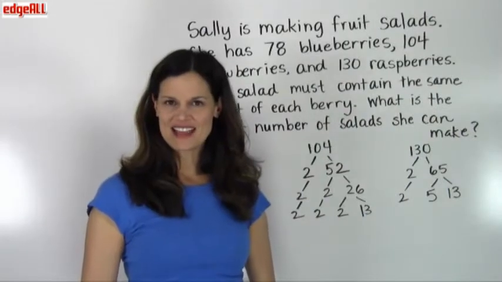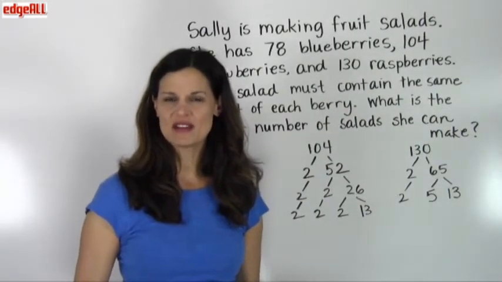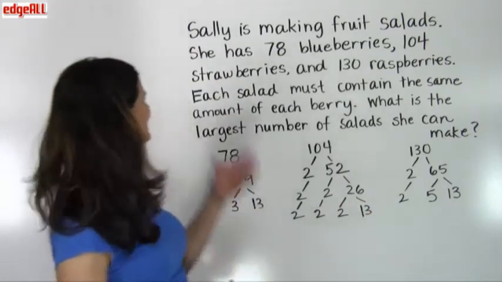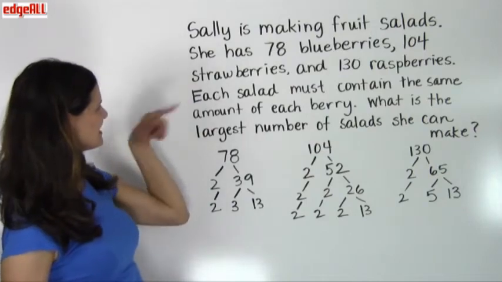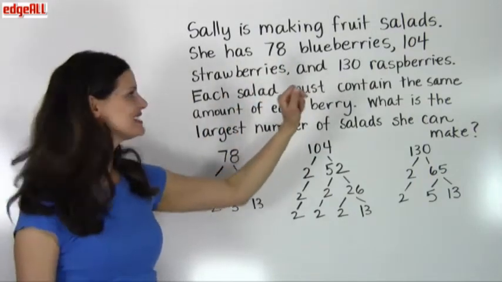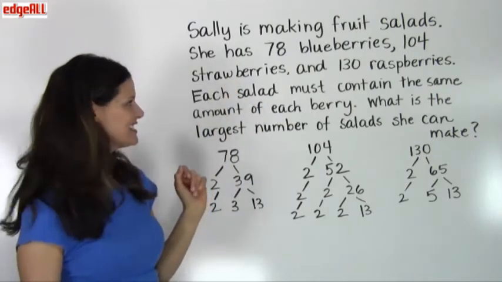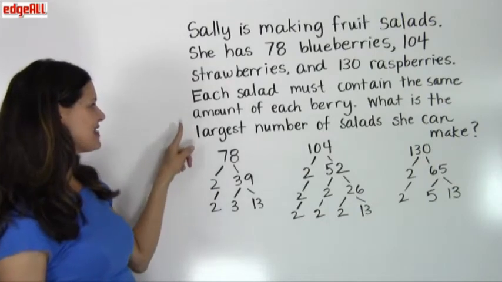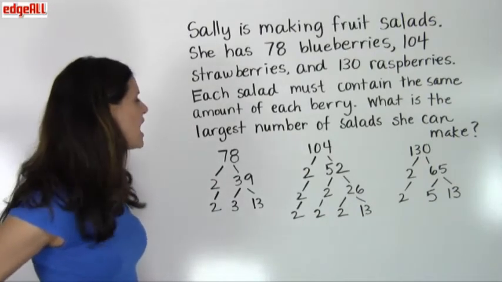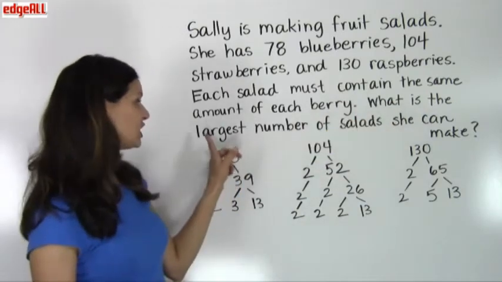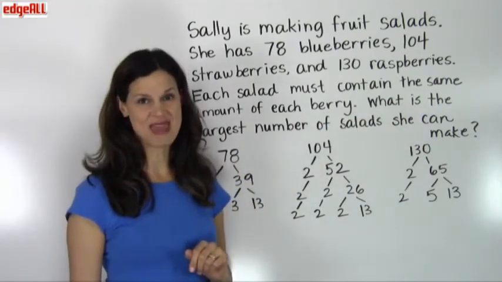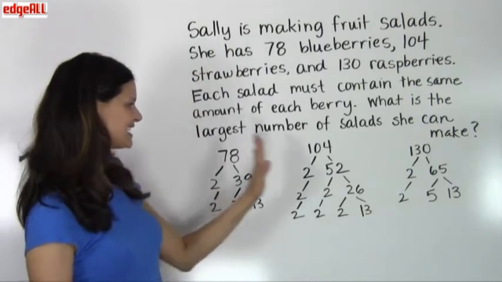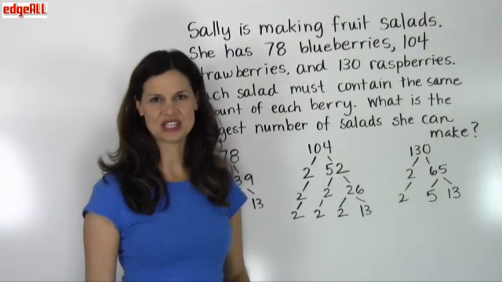Let's look at a real-life example of finding the greatest common factor of three numbers using prime factorization. So Sally is making fruit salads. She has 78 blueberries, 104 strawberries, and 130 raspberries. Each salad must contain the same amount of each berry. So our question is, what is the largest number of salads that she can make? We want to find the greatest common factor of 78, 104, and 130.